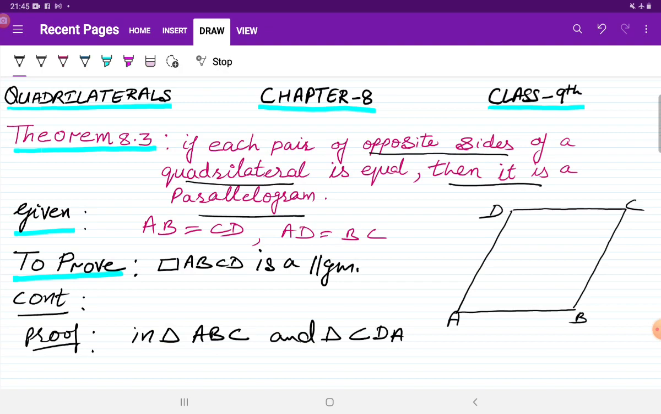So in this theorem we have to prove: if each pair of opposite sides of a quadrilateral is equal, then it is a parallelogram. So what is given? Given is opposite pairs of sides are equal, that is AB is equal to side CD and AD is equal to side BC. This is your given, and we have to prove quadrilateral ABCD is a parallelogram.